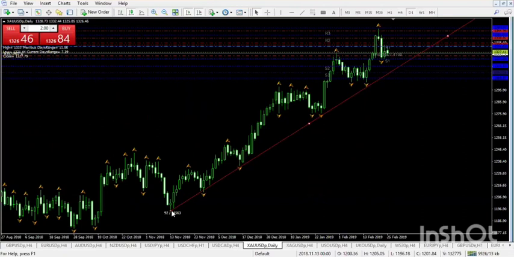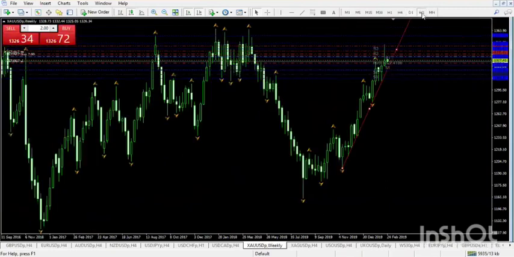No, you see we have a trend line here. So it's possible that it's going to reach the trend line there. Yes, it's possible that it's going to reach the trend line and then go up. And in weekly time frame, it has to go further than that.